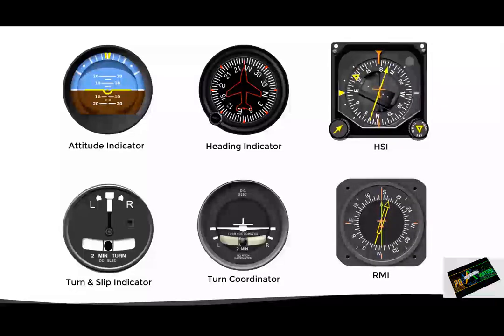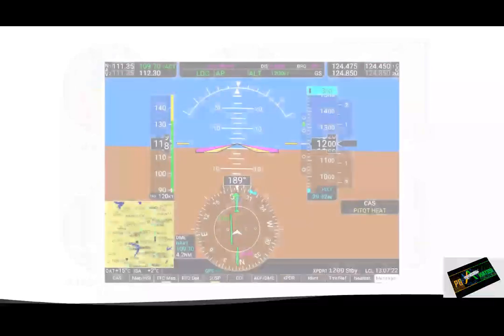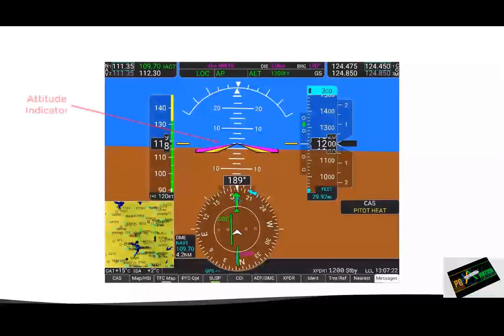Here we see the instruments in their conventional analog presentation. However, normally this unit is used in conjunction with digital instruments, as we can see here. Here we can see the attitude indicator, the slip and skid indicator, the HSI, and the RMI.